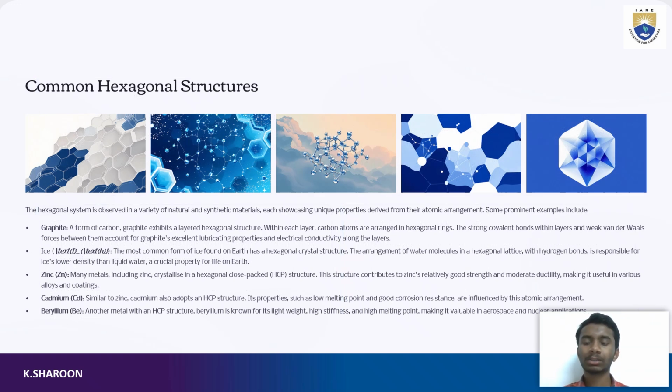Common hexagonal structures. The hexagonal structure is observed in a variety of natural and synthetic materials, each showcasing unique properties derived from its atomic arrangement. Some prominent examples include, first one is graphite, a form of carbon. Graphite exhibits a layered hexagonal structure, in which, in each layer, carbon atoms are arranged in hexagonal rings.